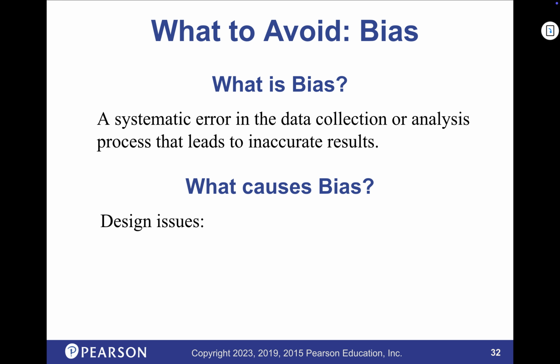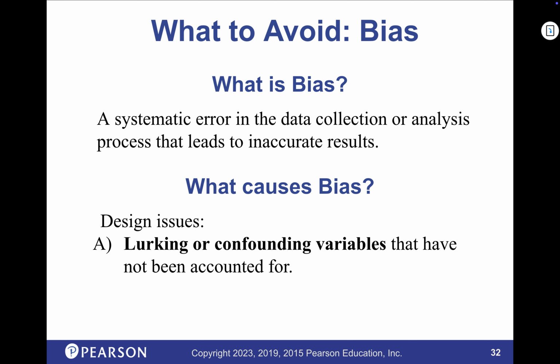There's some design issues where bias can sneak right in. We talked about this: lurking or confounding, maybe call them confusing variables. We didn't consider everything. There was something hidden going on. There was a leak in the water tank or something, but it's messing with our data, because we didn't consider something, and that's a lurking variable.